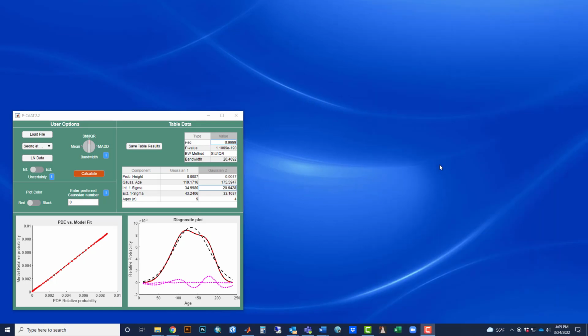So that's going to wrap up our analysis of localized data sets where we look at independent landform ages.